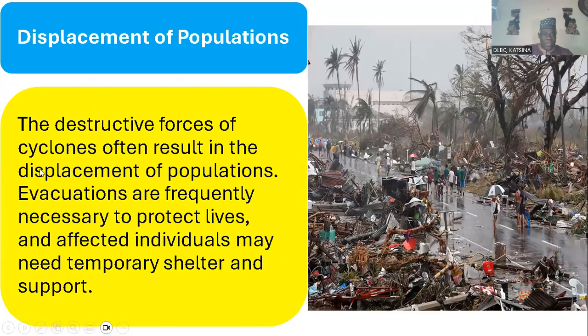Then you have displacement of populations, of course, where there is flooding, where there is landslide, or where the property is destroyed. That leads to displacement of population. Evacuations are necessary to protect lives, and affected individuals may need temporary shelter and support. Even when there's early warning, the moment the warning comes, the onus is on the government to quickly evacuate the people before the disaster strikes.